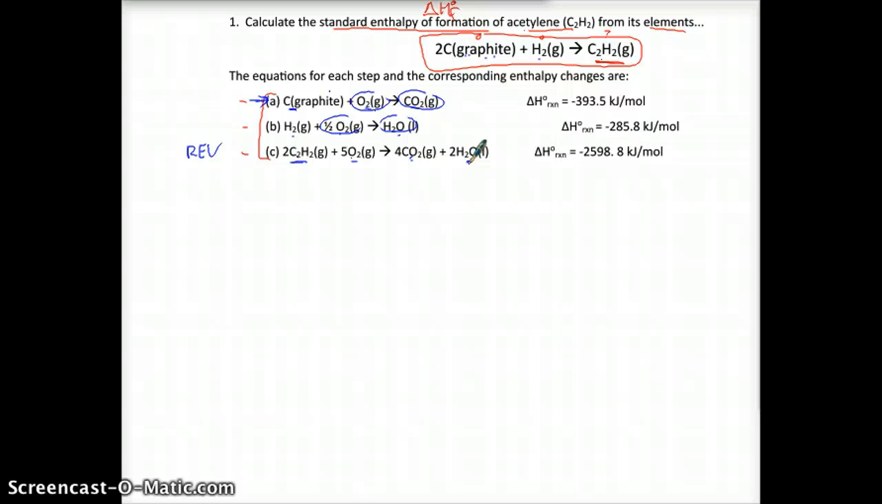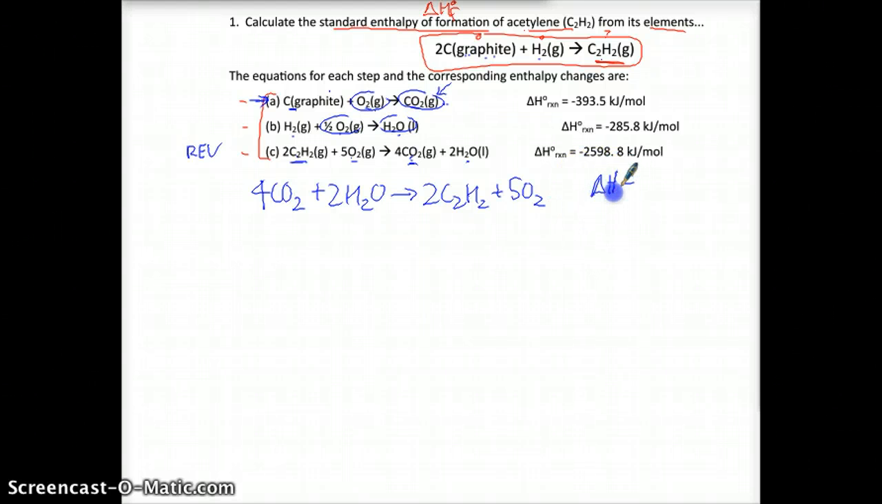What would I do next? Well, I need to start canceling out some of these intermediates somehow. So I want to get rid of, let's just choose one. I want to get rid of the CO2. I have CO2 in the products here and in the reactants in this equation. Oh, well, I was going to reverse step C. So let's go ahead and do that first. 4 CO2 plus 2H2O produces 2 C2H2 plus 5O2. That means that my delta H now is going to be reversed. So it's going to be 2598.8.